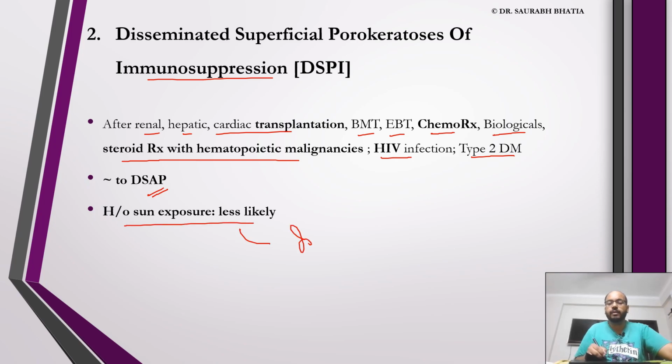The clinical features are the same as DSAP, and here the history of sun exposure is less likely because it is happening because of immunosuppression. Okay, so here, immunosuppression is the entity which plays an important role. The sun exposure is not that implicated in the etiology of disseminated superficial porokeratosis of immunosuppression. Okay, so let's move forward.